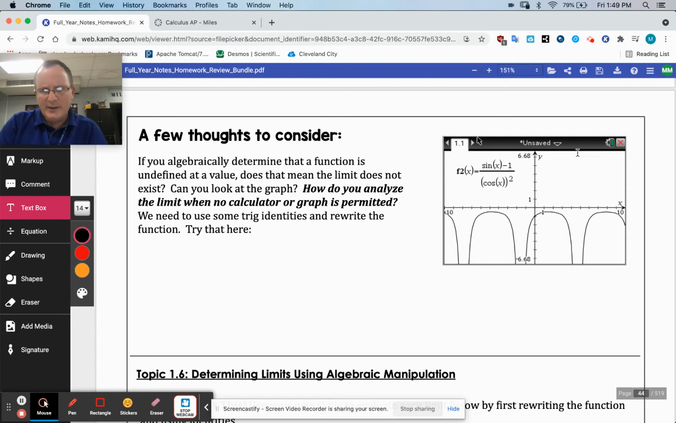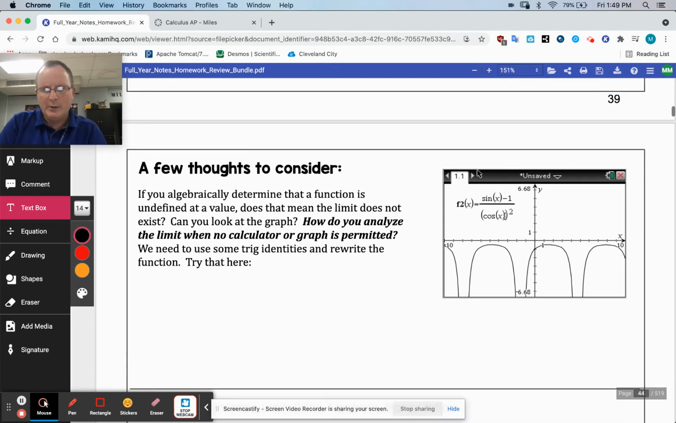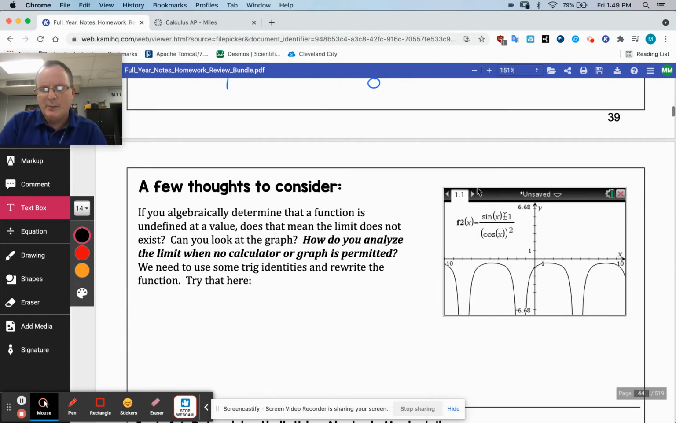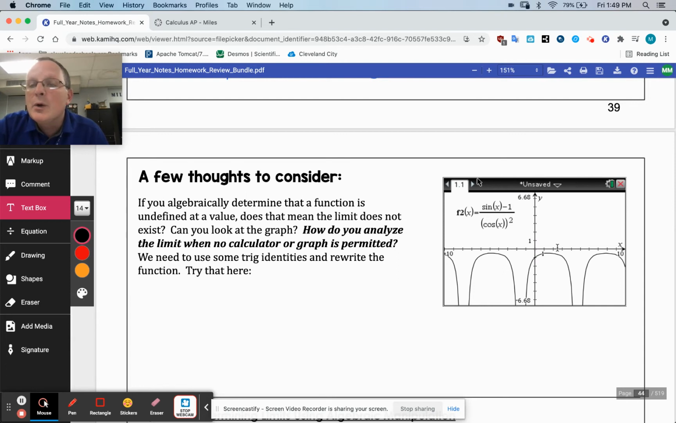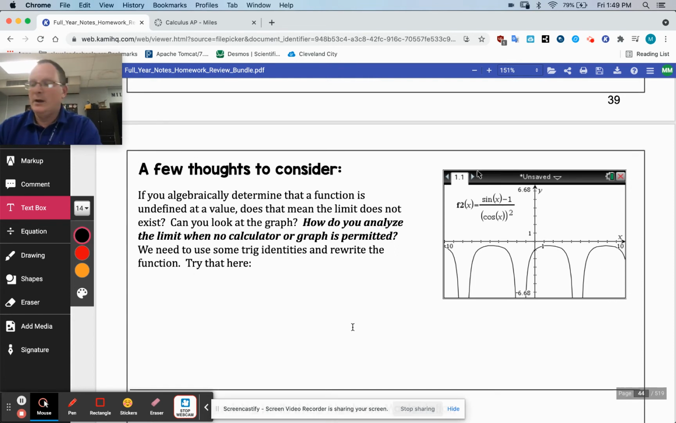And this is kind of cool. They showed the graph. We were approaching pi over 2, so that'd be around in here. So it looks like there's definitely something that's approaching for sure. Okay, so here's what we're going to do.